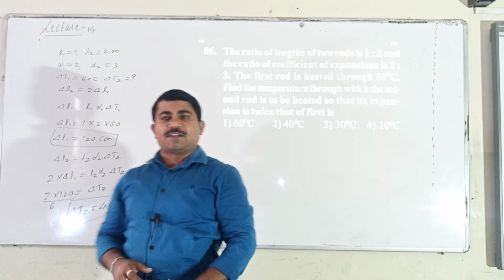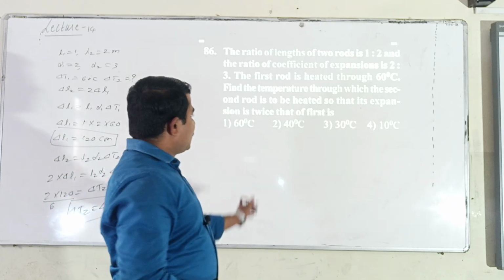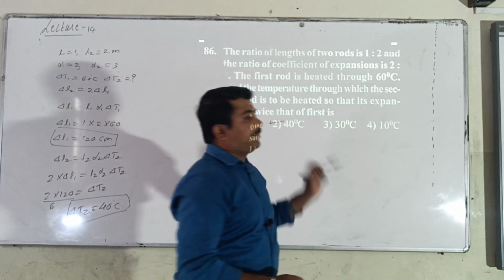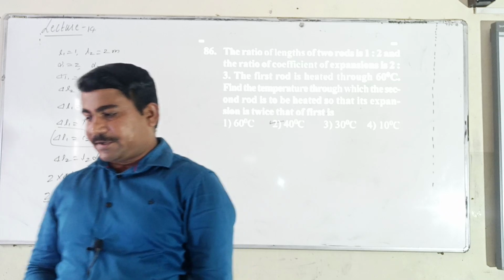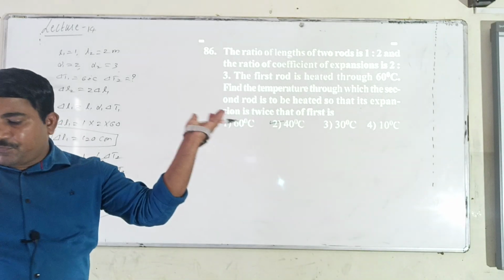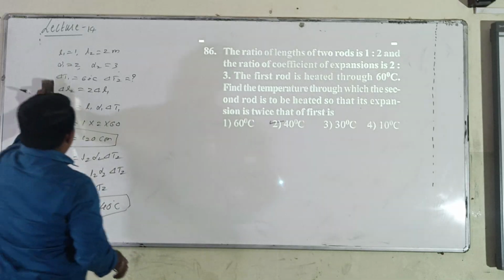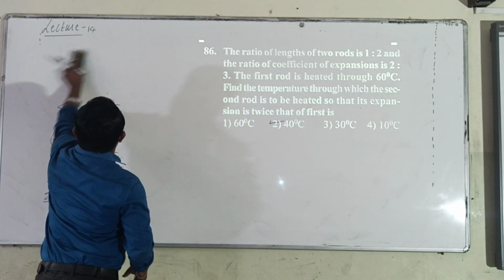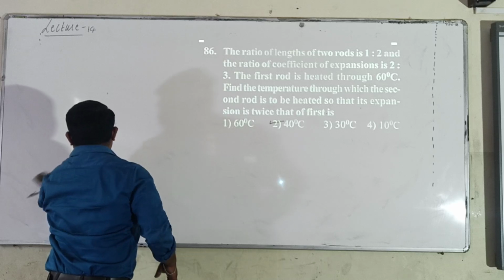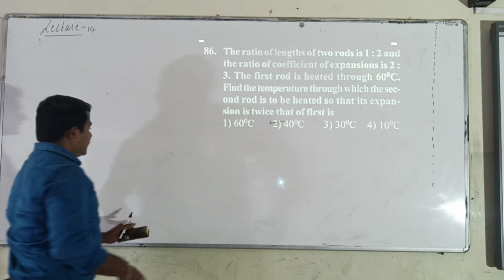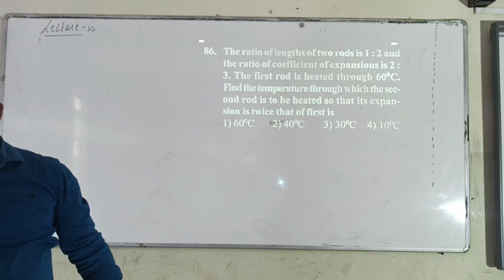What option can we choose? We can choose option number 2. Option 2 is the correct one. Right. Let us move to the next numerical. See here, let us go for the next numerical.